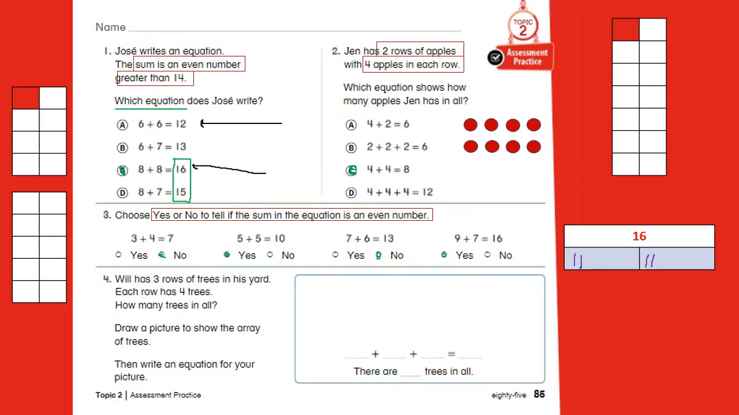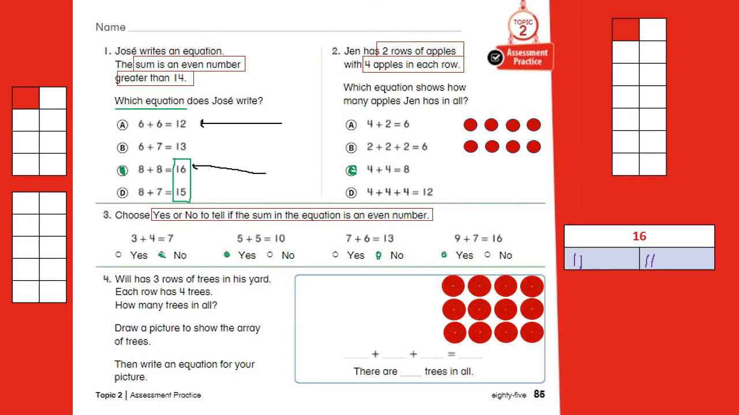Then number 4, Will has 3 rows of trees in his yard. Each row has 4 trees. How many trees in all? Draw a picture to show the array of trees. Then write an equation for your picture. Okay, we have to do all of this.